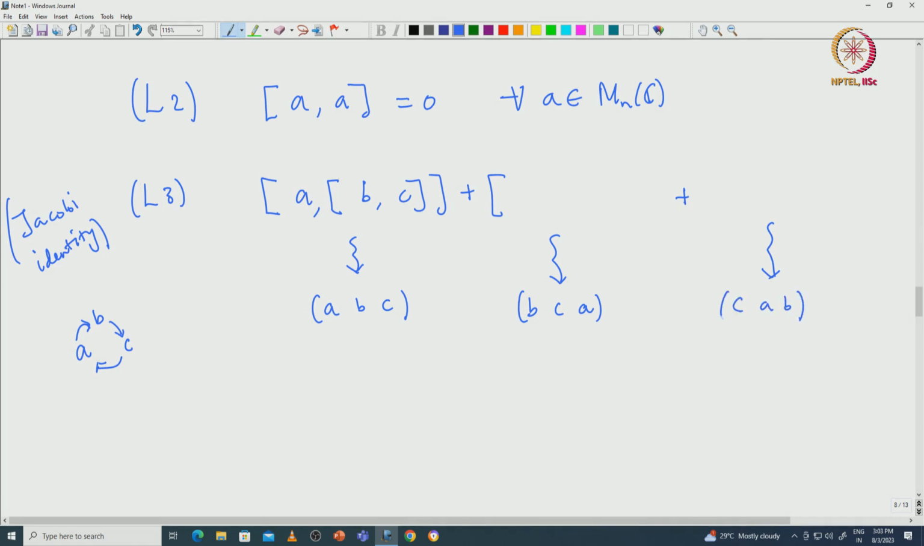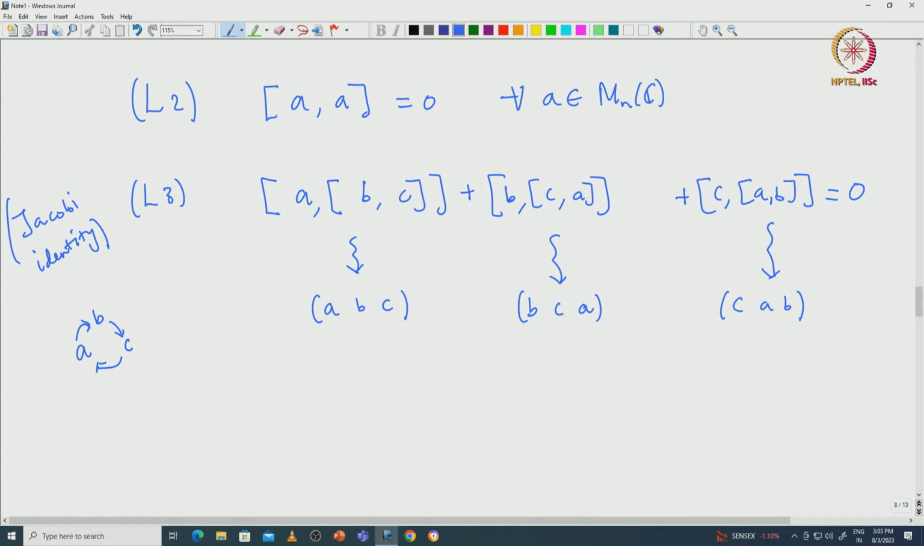CAB. So, you take these Lie bracket elements: bracket B, C, A plus bracket C, A, B. If you take these 3 elements corresponding to the cyclic permutation and add them together, then you should get 0. This is what the Jacobi identity says.